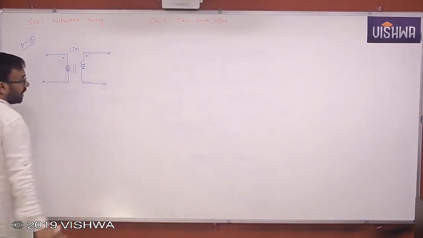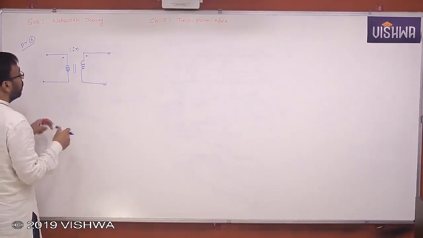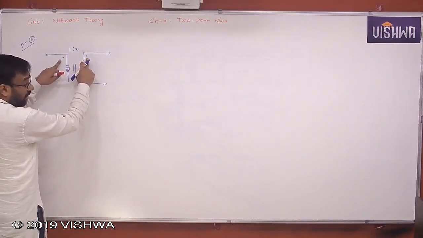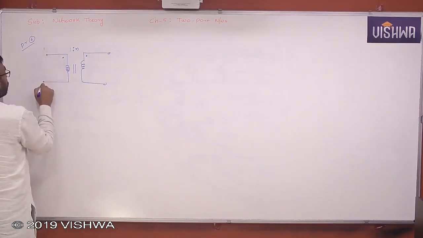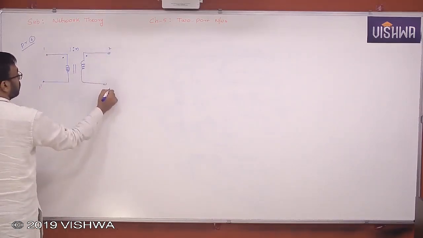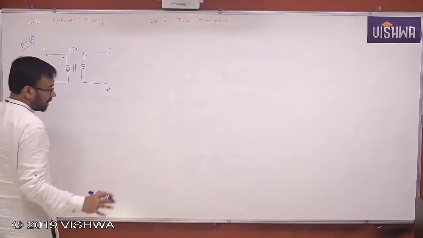So the dots are given like this. Sometimes it doesn't give dots, but the default position of the dots will definitely be this one only, right? I already explained in the dot convention. So 1, 1 dash and 2, 2 dash, right? All types of parameters is asked.